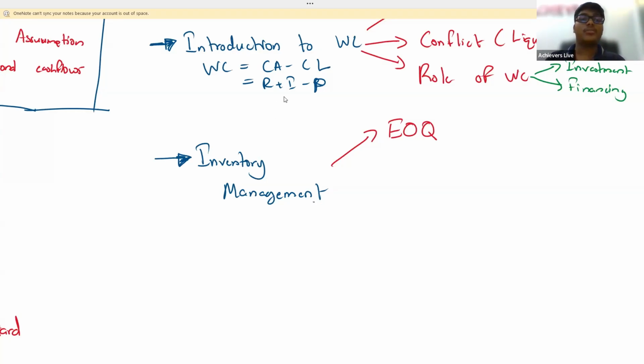Next thing, what did we look at? Before that, assumptions of EOQ. What are the assumptions of EOQ? Assuming zero lead time, ignoring the fluctuation in the demand, assuming constant holding and ordering cost. Okay. Next thing, what did we look at?